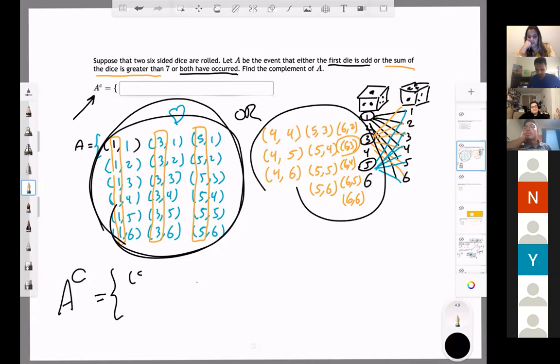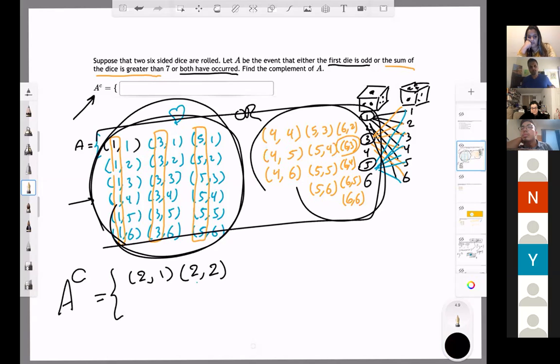We're going to have 2, 1 is not there, right? Its complement is you don't see it here. Then we have 2, 2, good, is not listed here. This 2, 2 I wrote, the first number is not odd. If you add them, you don't get 7, so it's complement. Then we have 2, 3 is okay. 2, 4 gives me 6, still is good. 2, 5 is okay as well, gives 7.